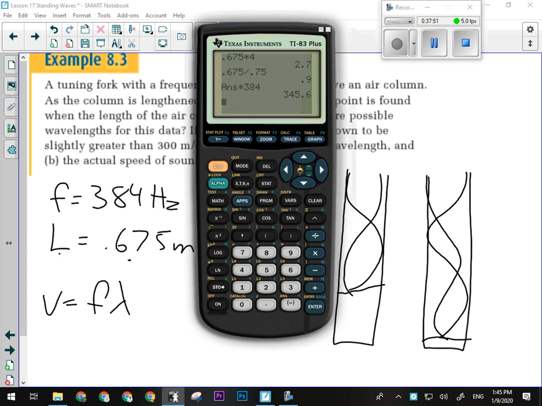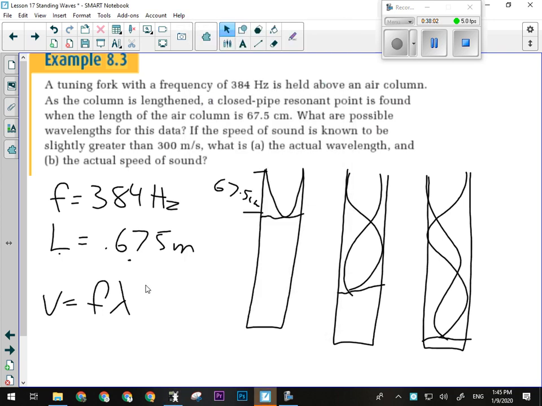I'm never going to give you a question where we make you guess and check. I'll probably ask you a question more like: calculate the fundamental frequency if the speed of sound is this much and your length of tube is this much. And I would tell you whether that was the first resonant point or not.